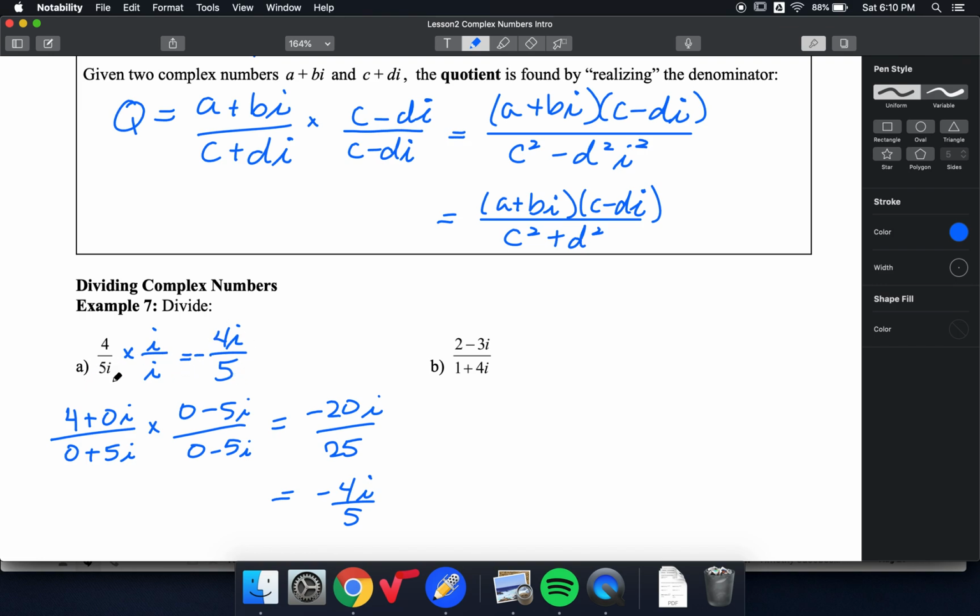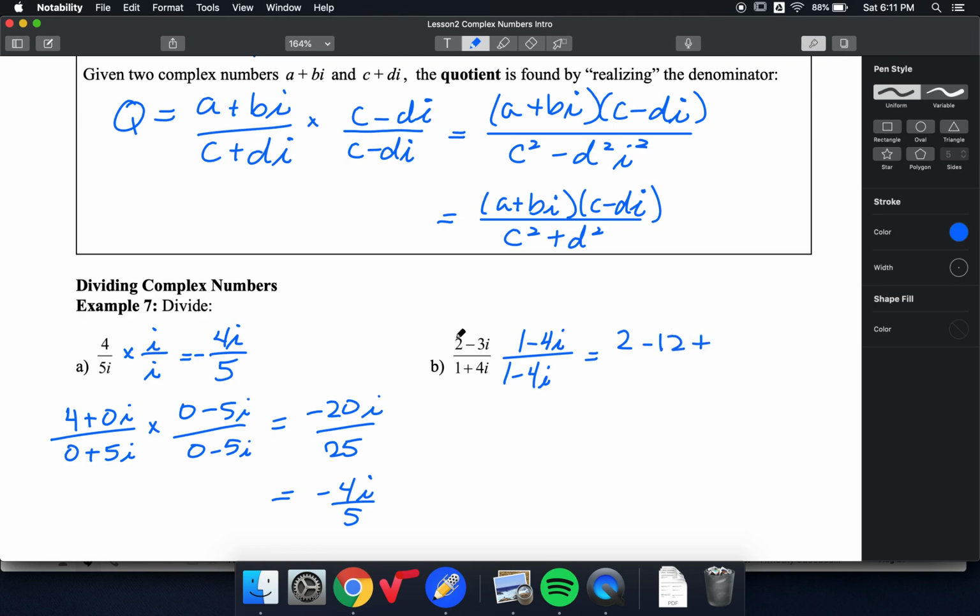It's just that by inspection, I can see that all I had to do was multiply top and bottom by i. Over here, though, that's not the case. To make the denominator real, I'm going to have to multiply by 1 minus 4i. Because I do that in the denominator, I'm also going to do it in the numerator. Up top in the numerator, when I multiply this out, my real component is going to be 2. And then I'm going to have negative 3i times negative 4i will be 12i squared. 12i squared becomes negative 12.